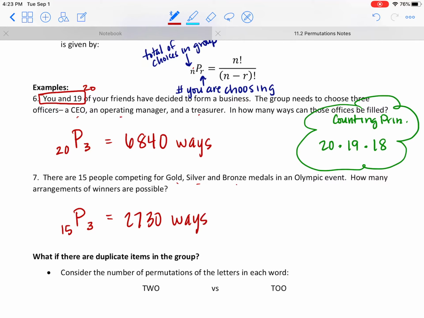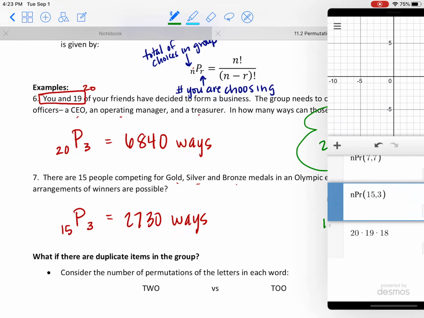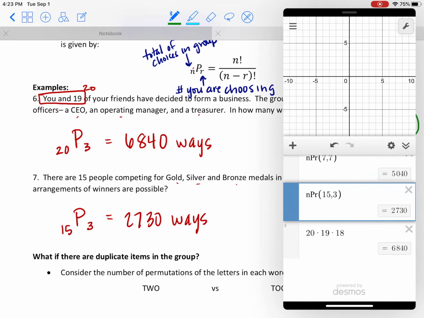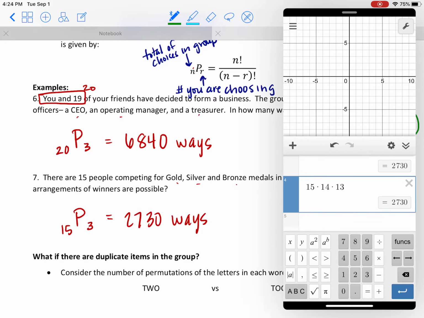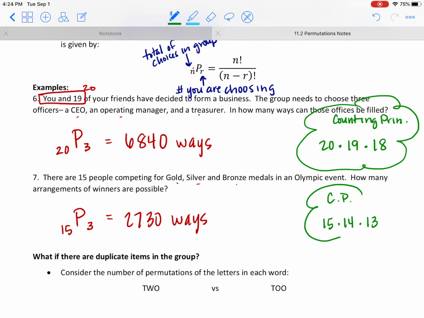And again, if I wanted to use the counting principle, I could say all 15 people could have got the gold. There'd have been 14 left to get the silver, and then 13 left to get the bronze. And guess what? 15 times 14 times 13 is going to get me the same answer. Okay, so using the counting principle, we could have got the same answer.